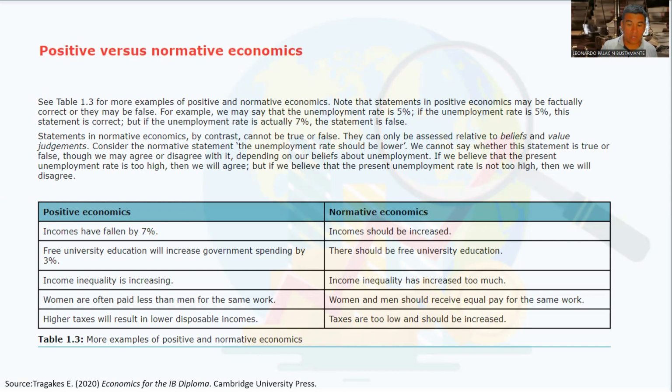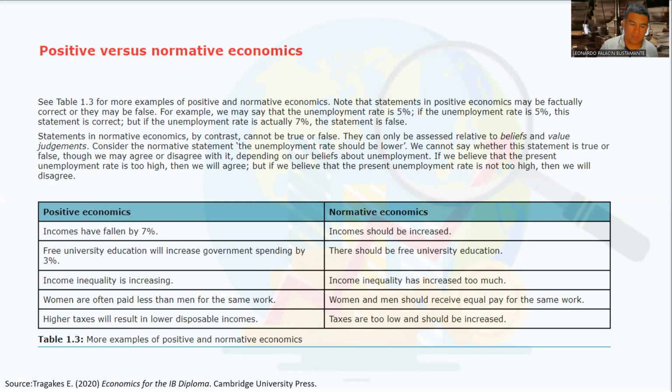If the unemployment rate is 5%, this statement is correct. But if the unemployment rate is actually 7%, the statement is false. Statements in normative economics, by contrast, cannot be true or false because they are subjective. This is what you consider should be happening. So they can only be assessed relative to beliefs and value judgments.